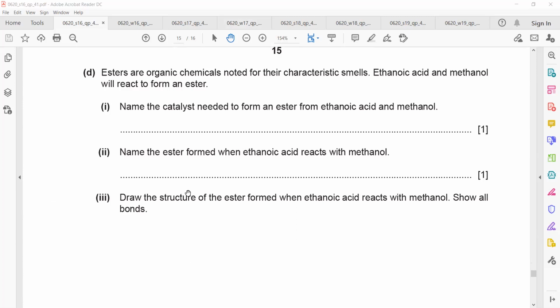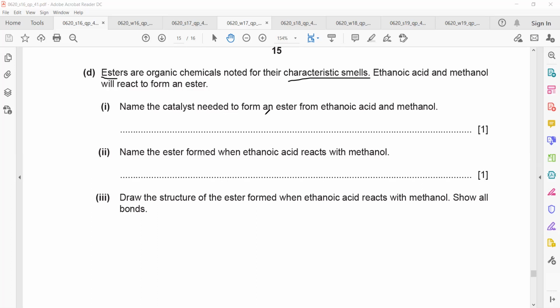In the next part, esters are organic chemicals noted for their characteristic smell. For example, different artificial food colors as well as a distinctive smell are there. That is due to the esters. Ethanoic acid and methanol will react to form an ester.